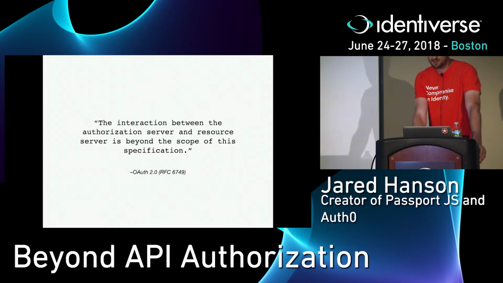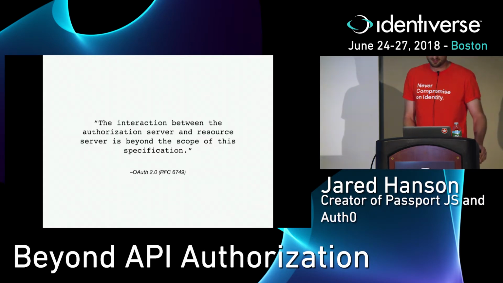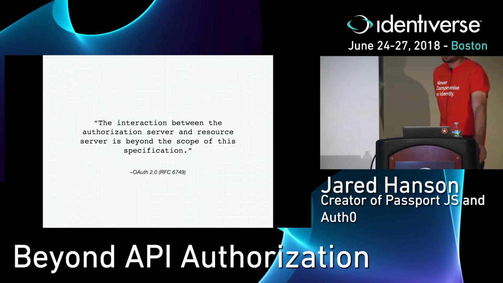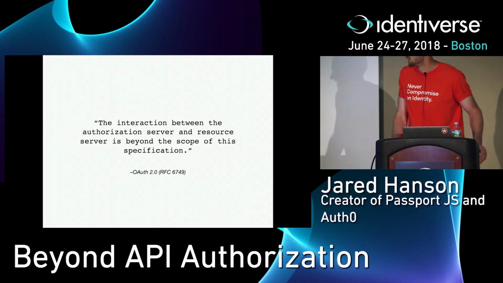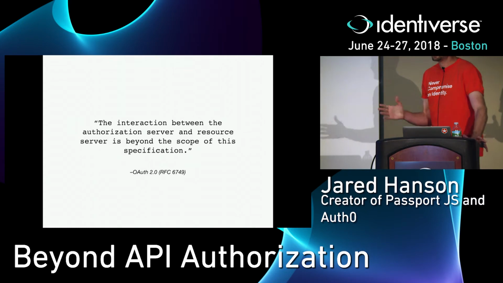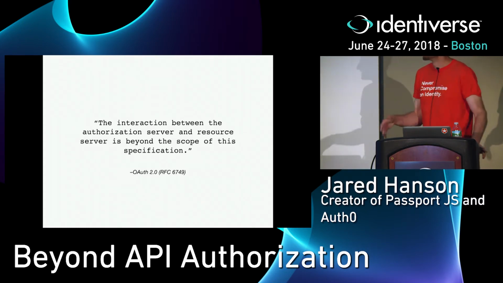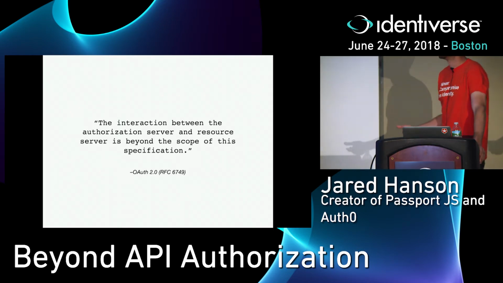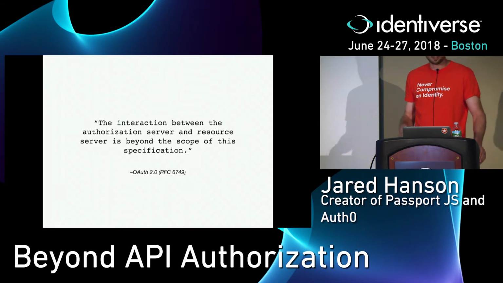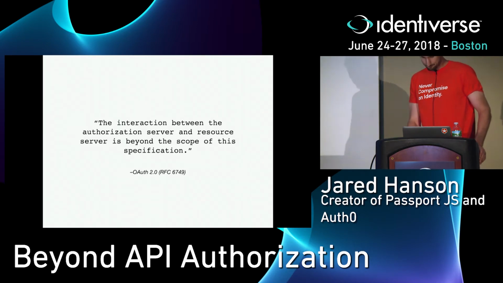Now, one of my favorite lines from the OAuth specification is this one. The interaction between the authorization server and the resource server is beyond the scope of this specification. Now, I understand why they did that. It leads to some nice layering, and this stuff is fairly complicated to begin with. But for a protocol that's designed to offer API protection, it's kind of interesting that it's not defined by the specification. So the subject of this talk is really all the things that are out of scope of OAuth.